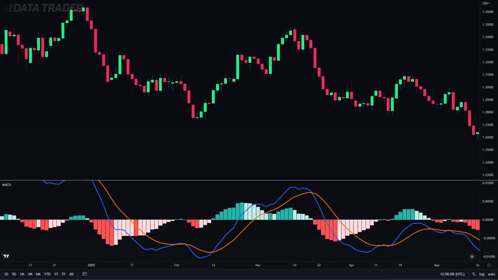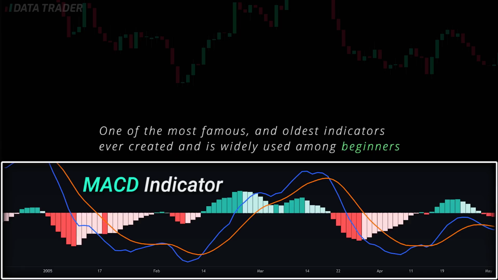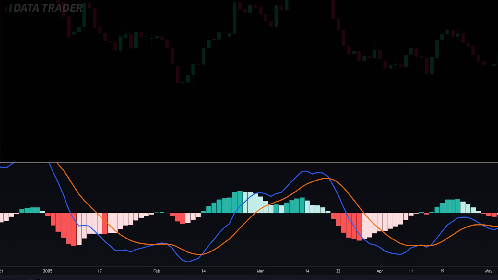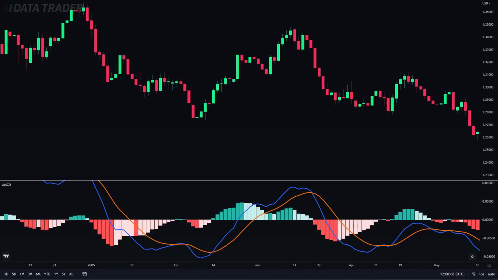Hey traders, so here we have the MACD indicator. As we all know, it is one of the most famous and oldest indicators ever created and is widely used among beginners. However, what if I told you that there's actually a newer version of this indicator that is proven to be almost 3 times more profitable than the older version? And so without further ado, let's dive right in.